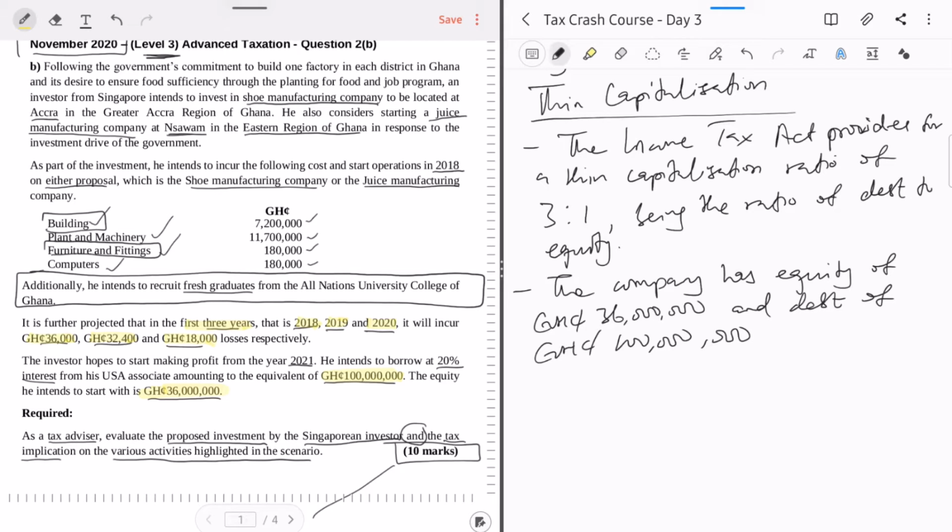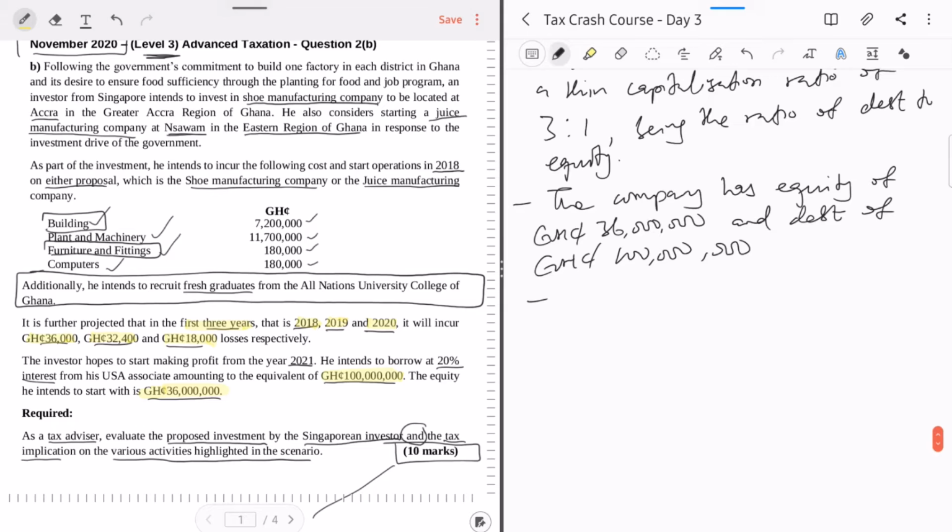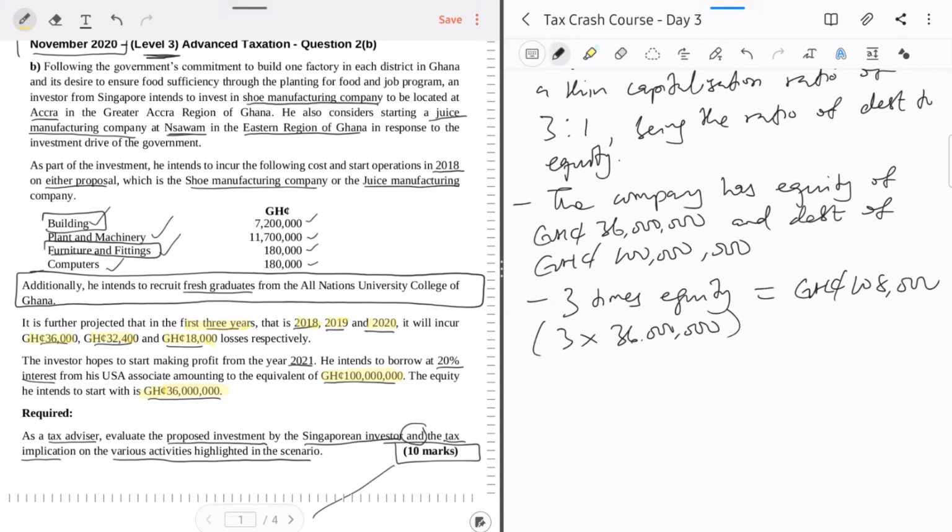So let's see if this company has breached the threshold. 3 times equity will give us what? Let's do 3 times 36,000. 3 times 36,000 gives me Ghana cedi 108,000. What this means is that 108,000 is the maximum amount of debt this company can have without triggering any thin capitalization restriction. The question says their debt will be 100,000, so they are within the 108,000 cap. Do you get it? So here there's nothing to worry about at the very basic level.